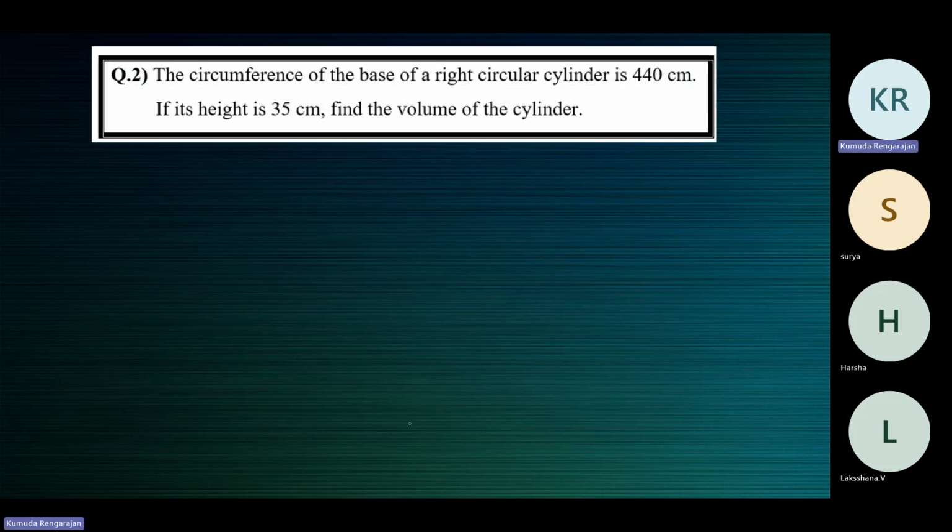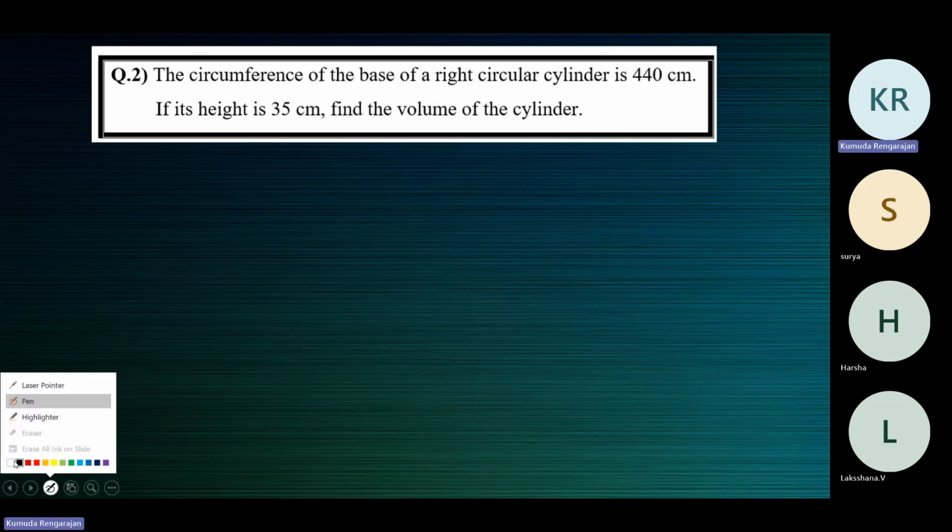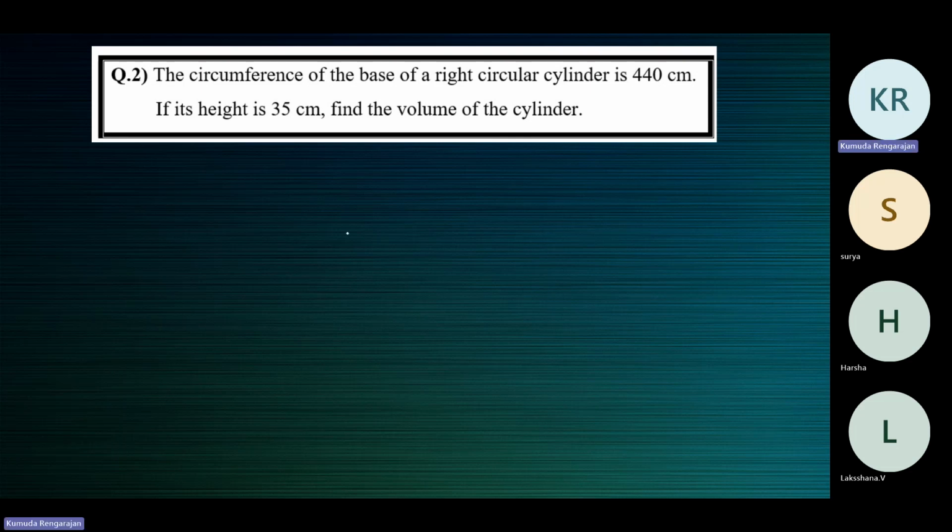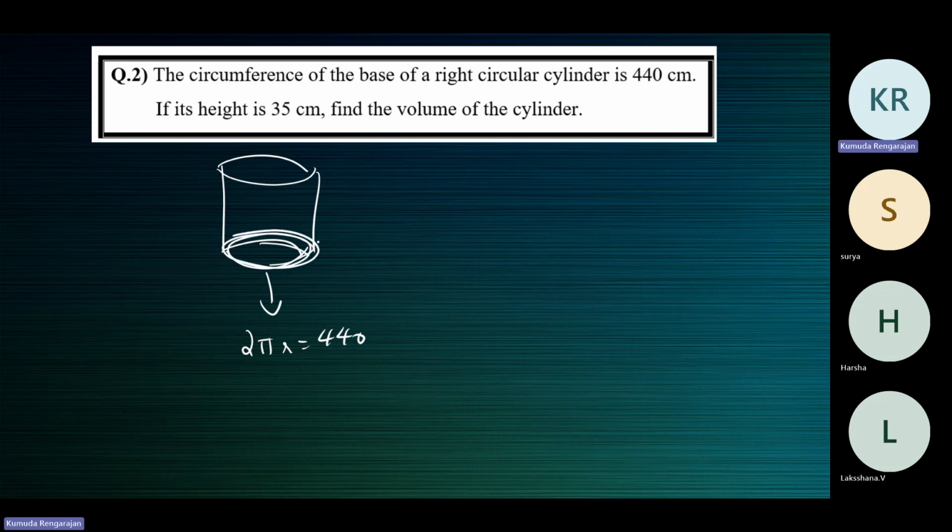The circumference of the base of a right circular cylinder is 440 centimeters. So the base is circular. The circumference of the base, not the area, the circumference of the base. So for the cylinder with a circular base, the circumference of this one means 2 pi r is equal to 440. The circumference of the circle is 440.